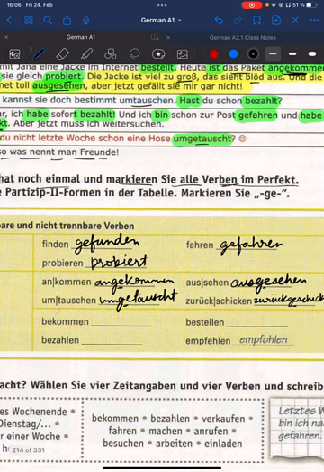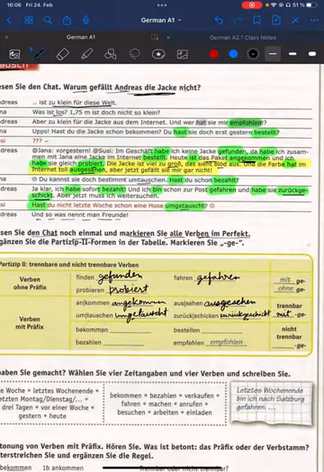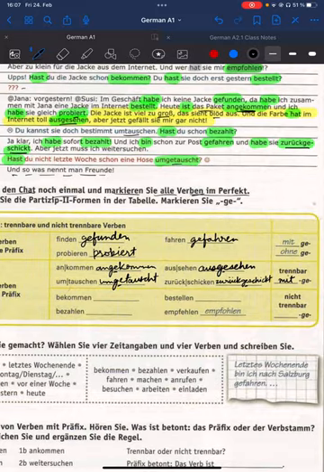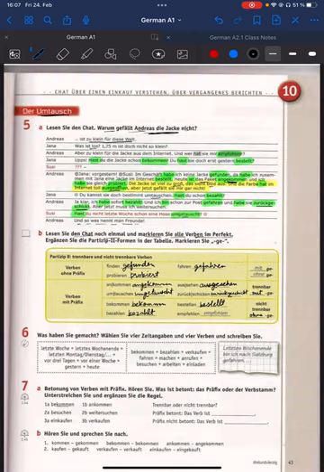Okay, then bekommen is, where is it? Okay. Bekommen. Bestellt. Bezahlt and empfohlen. This is ohne ge, without ge.